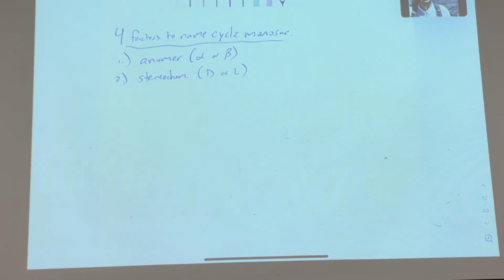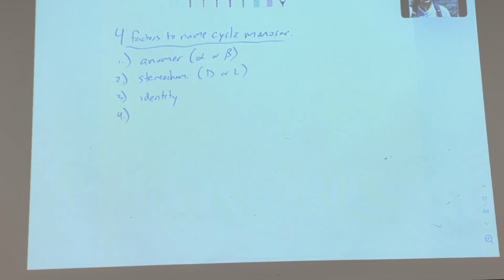Now, I'll tell you, for this class, I'm only going to ever give you D sugars. There are very, very few naturally occurring L sugars, and so for this class, you can pretty much just assume if you're asked on an exam to name a cyclic monosaccharide, it's always going to be D in this class. The third thing we need is the identity. Is it glucose? Is it mannose? Is it fructose? Is it galactose? What sugar are you actually dealing with?